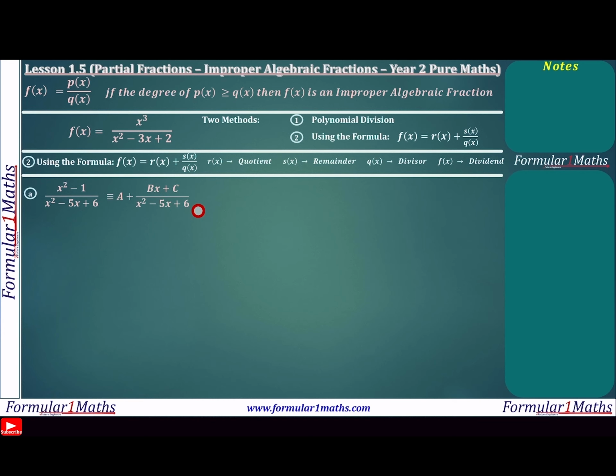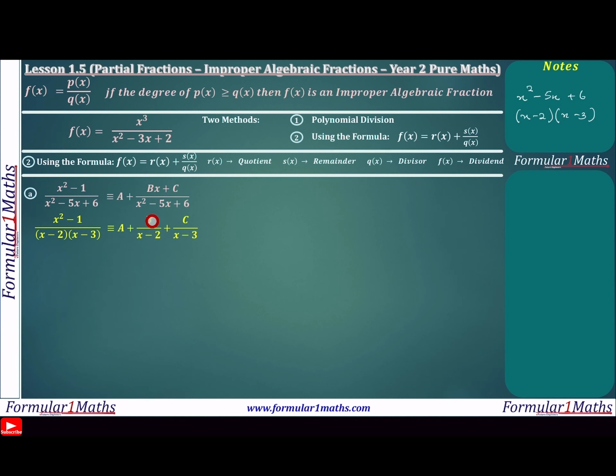So you need to check that. And this can be factorized as follows. x squared minus 5x plus 6 can be factorized to give (x minus 2)(x minus 3). So I can rewrite this as follows. So we can now go ahead and split this as follows.